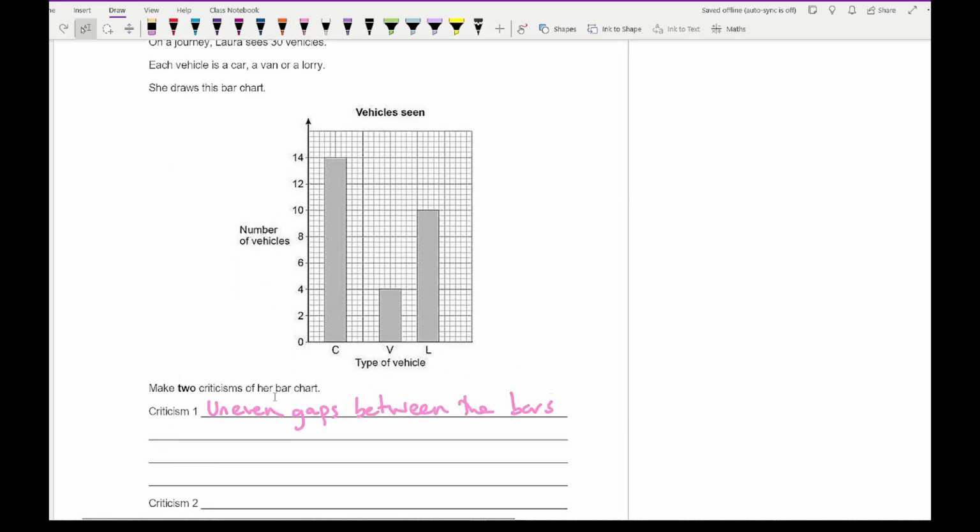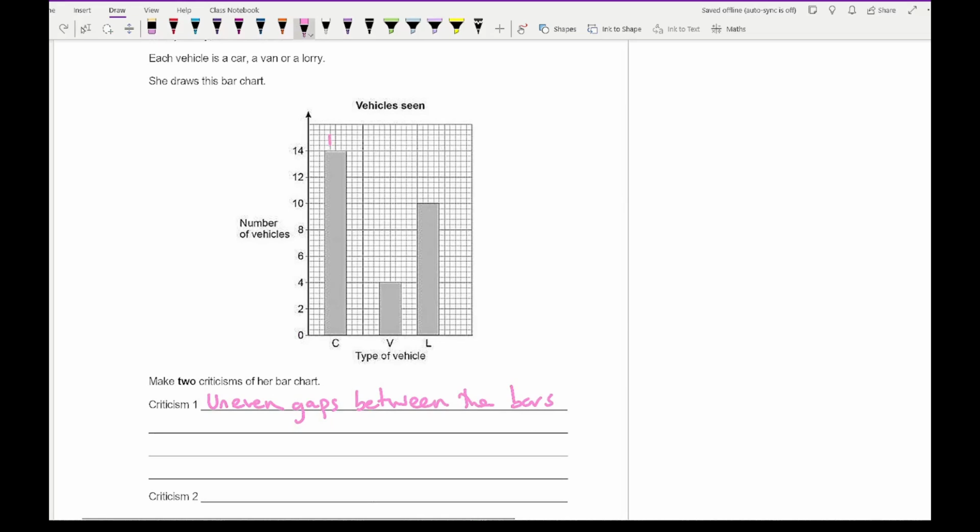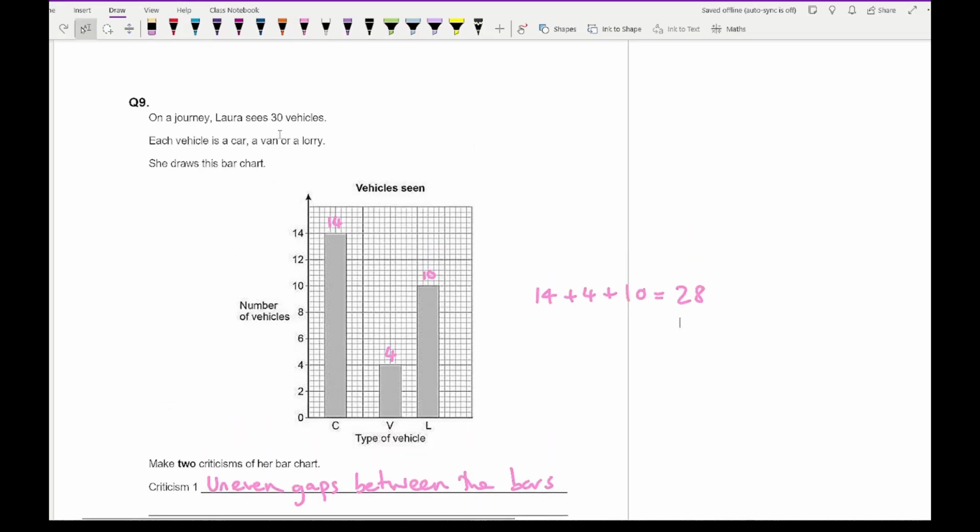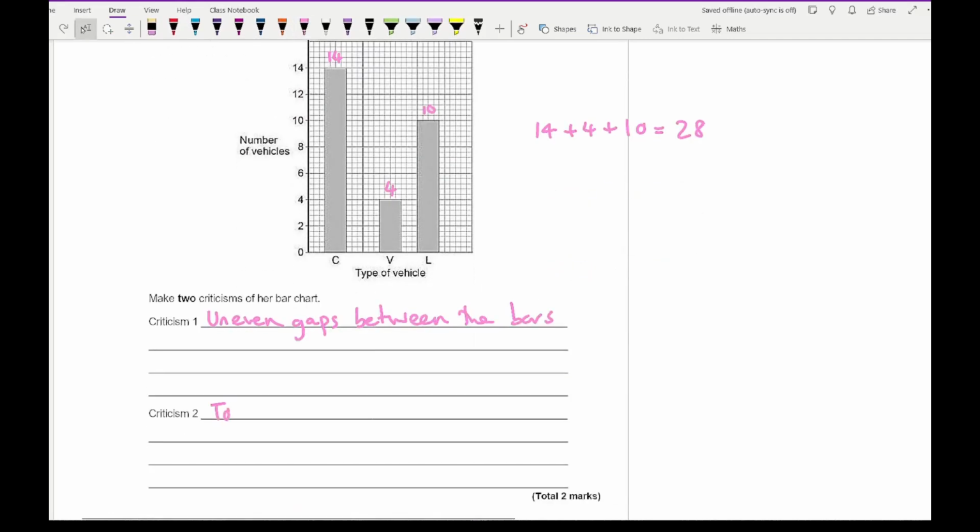Let's see if they all add up to 30. So we've got 14, 4, and we've got 10. So 14 plus 4 plus 10 gives me an answer of 28. As you can see, we're supposed to have 30 vehicles. So the total frequency does not add up to 30. So we've got 2 vehicles that she seems to have missed. Maybe she blinked. And there we go.